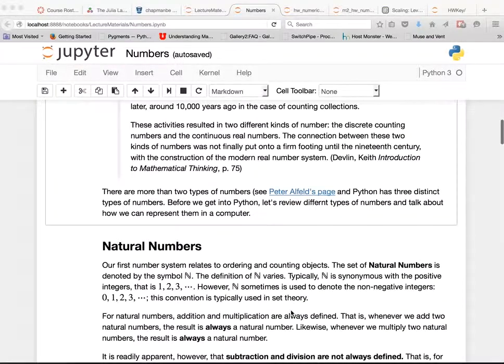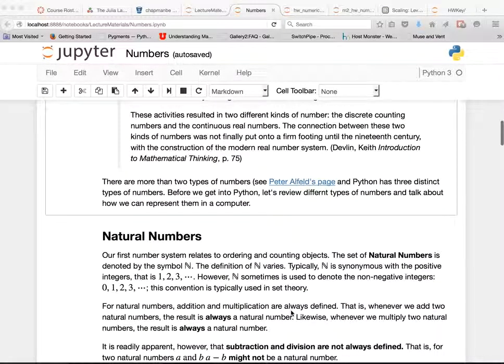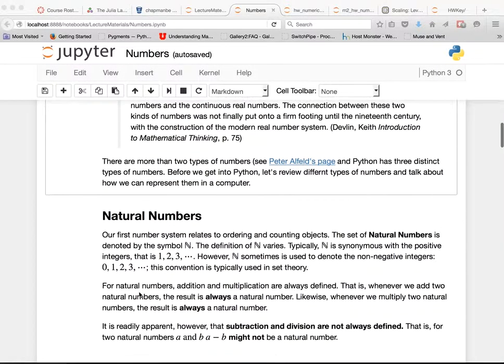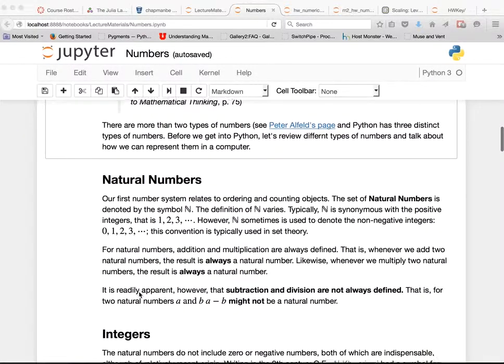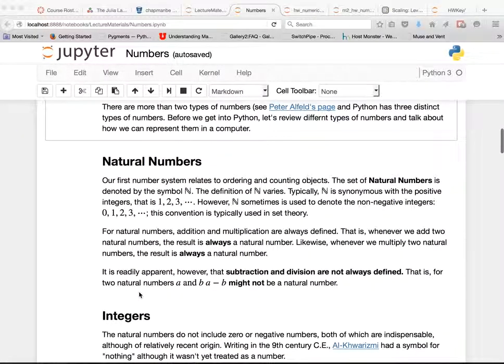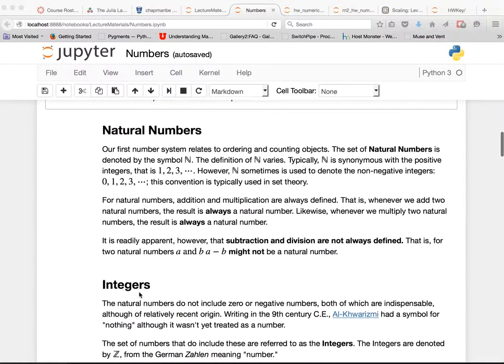First off, we have the natural numbers, and these are numbers that relate to ordering and counting objects. The set of natural numbers is denoted by the symbol N, and definitions may vary in whether they include 0 or not. But again, the main idea is that we're counting things, or we're ordering things.